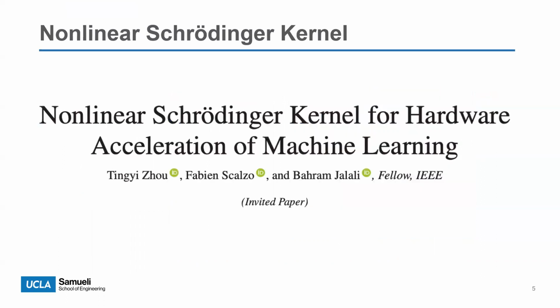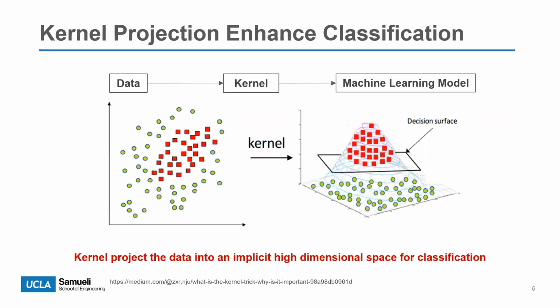To solve this problem, we propose the nonlinear Schrödinger kernel for accelerating machine learning data classification. This was published early last year in the Journal of Lightwave Technology. It uses an optical system to perform nonlinear transformation, which shares some similarities with the kernel trick in machine learning. The kernel trick is a common method in machine learning. It works by processing the input data with a kernel function, and then sending the result to a light machine learning model.